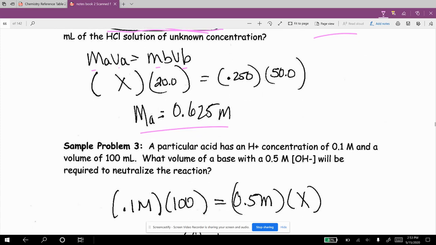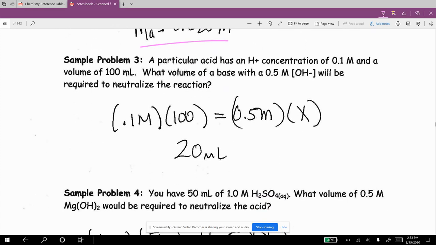Okay, so now let's look at this one. So we have an acid. This one's written a little bit more basically, and has an H plus. So then that is the acid, right? Because that's the definition of an acid, H plus. So here's my molarity of the acid, because these go together. And the volume goes with this, so that's my volume of the acid. What volume of a base? The question statement is always an X, the volume of the base. 0.5 molar, and here's my base ion. Solve for X.